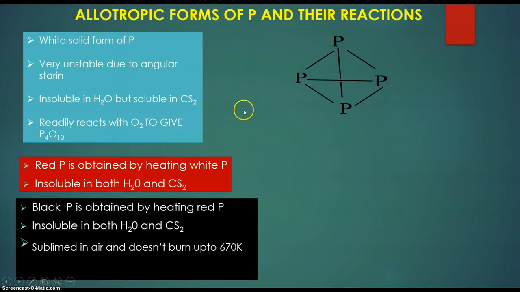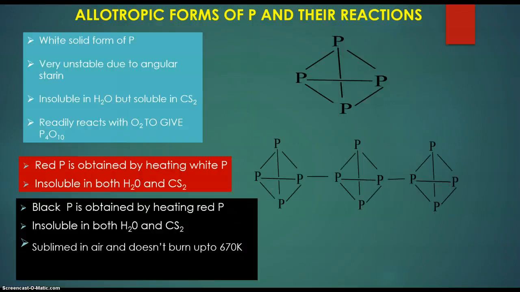Now let's come to the red phosphorus. Red phosphorus is another allotropic form of phosphorus, which is basically obtained by heating white phosphorus. This is the structure of red phosphorus. Here the P4 tetrahedral units are connected by phosphorus single covalent bonds, right? So this form of phosphorus, that is red phosphorus, is insoluble in both water and carbon disulfide.